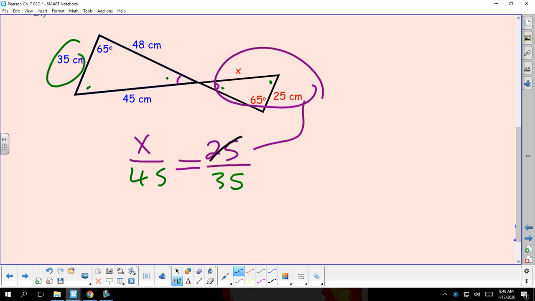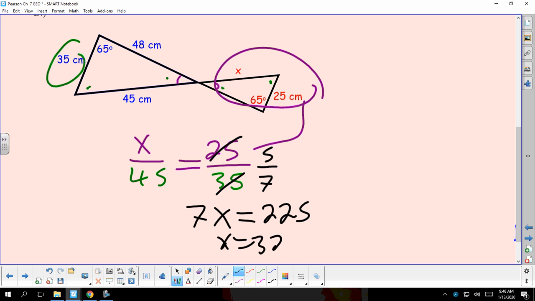Divide top and bottom by 5. 7x equals 45 times 7. Or 45 times 5, my bad. 225. Divide both sides by 7. X equals 32.1 centimeters.